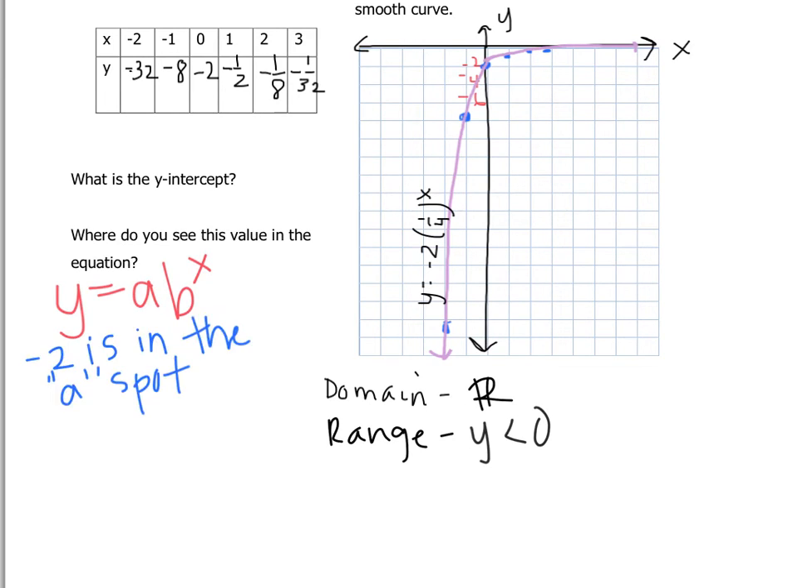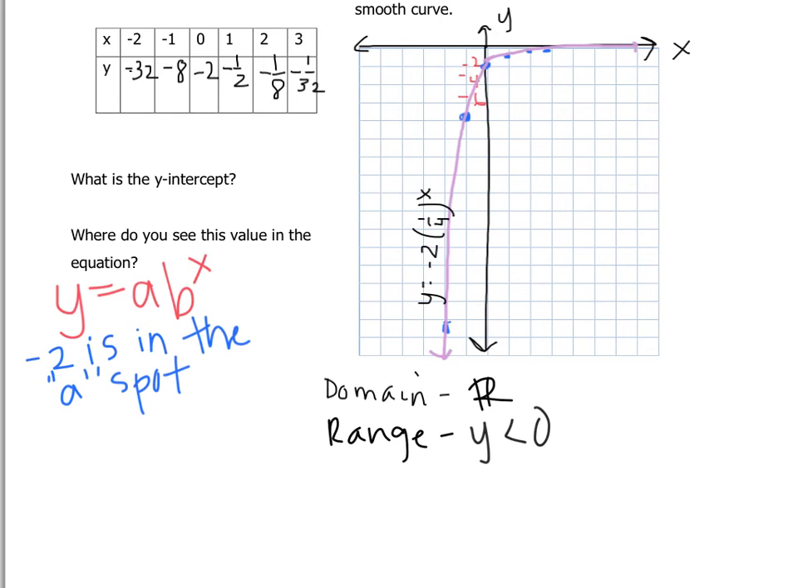So if you think back to linears, our y-intercept was our b value and our slope was our m. And then x and y were just part of the formula. This is very similar. What we have is the number in the a spot is our y-intercept. So there's -2 and there's -2. And then the 1/4 represents that constant ratio. So if you look in the table, everything's getting multiplied by 1/4.